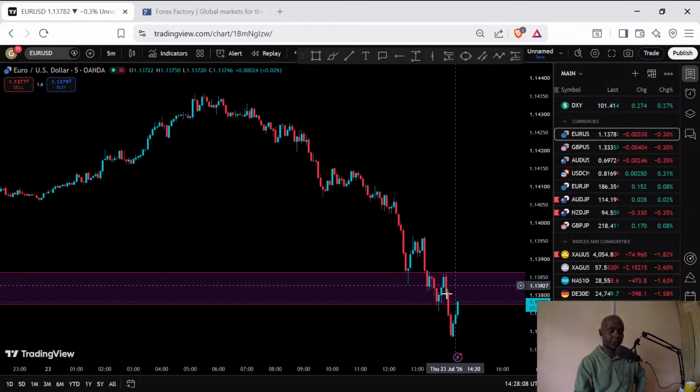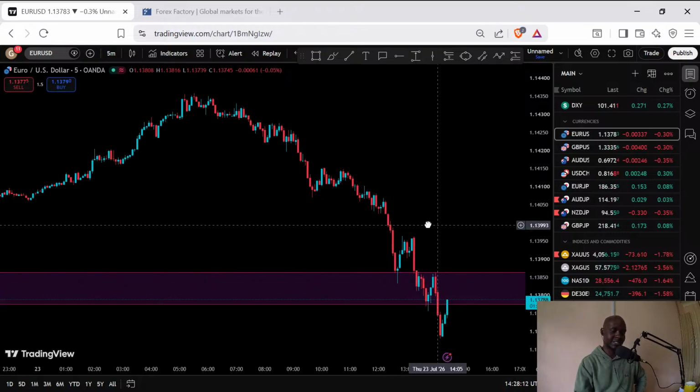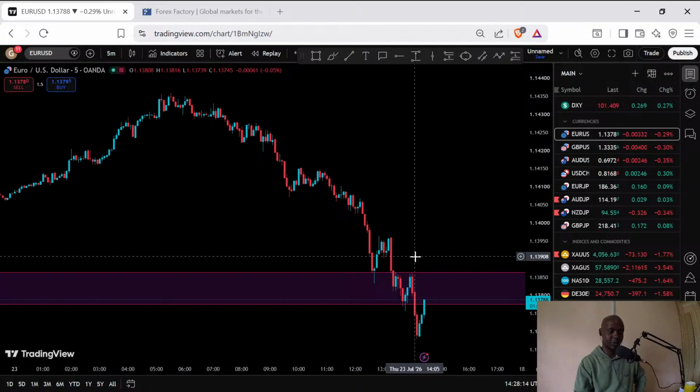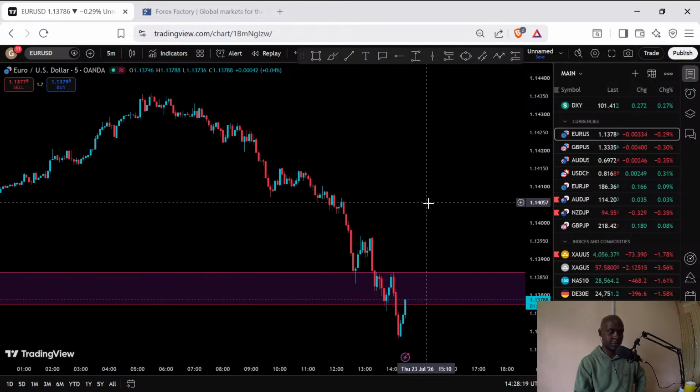You can see we're starting to get deeper pullbacks on Euro USD. You might come take out this high and range for a while before we get the buying pressure.